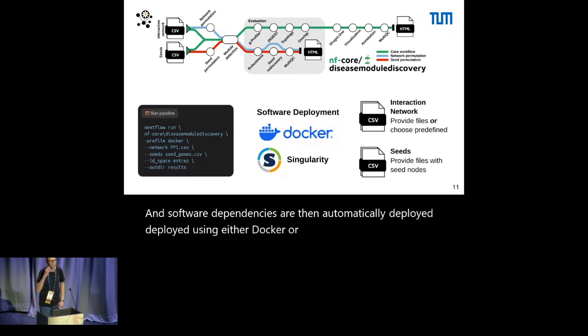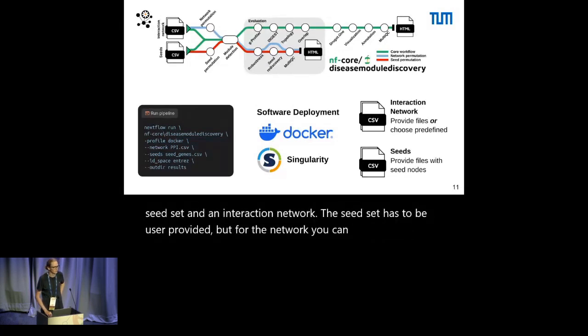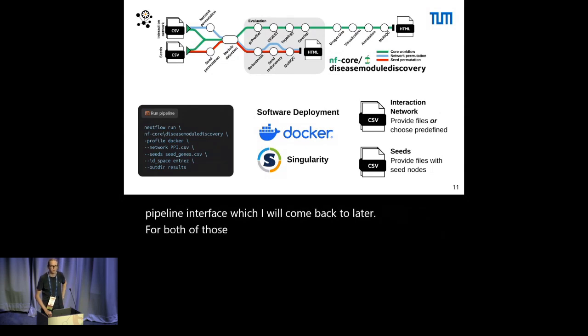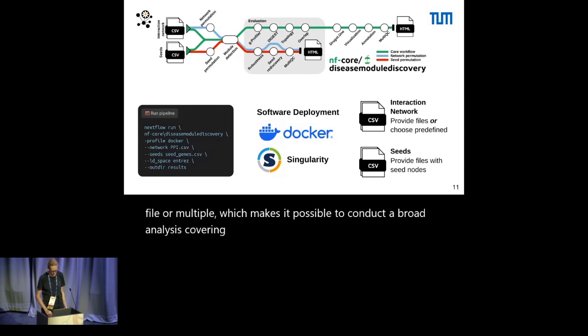You also only need to provide two input types, which are the aforementioned seed set and an interaction network. The seed set has to be user provided, but for the network, you can either provide your own or select from a bunch of choices available through the pipeline interface, which I will come back to later. For both of those inputs, you can also provide a single file or multiple, which makes it possible to conduct a broad analysis covering multiple diseases or networks. All right, let's have a look at the pipeline.